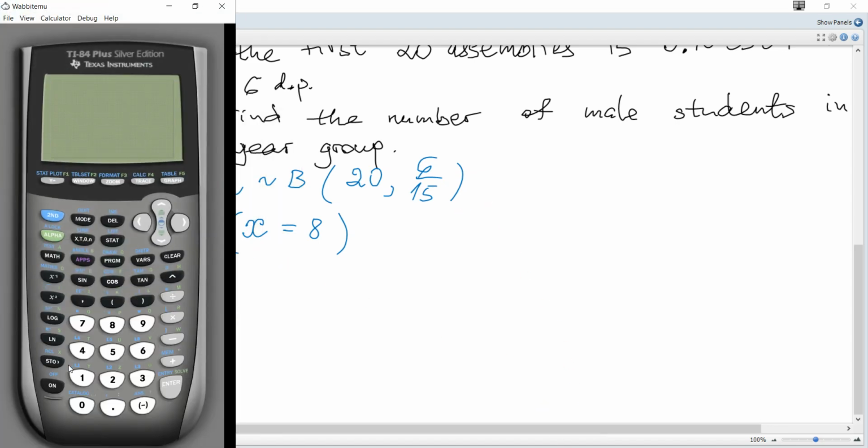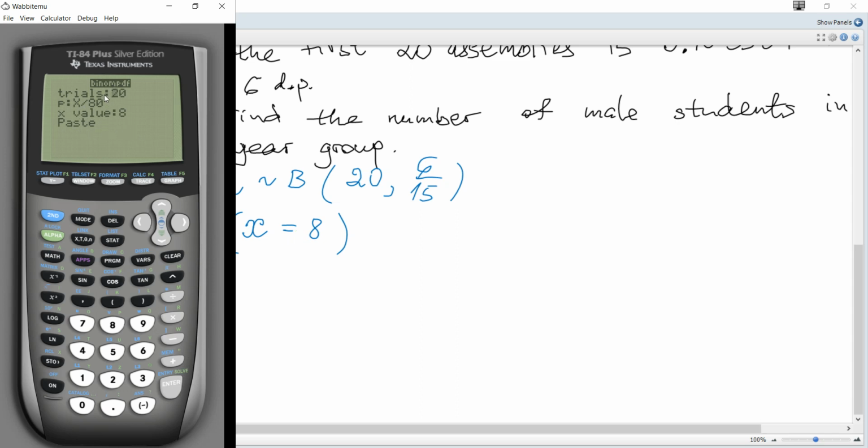So we use a calculator, and since it's for a single value of x, we choose binomial PDF. It's not correct to say at a single point; it's just for one specific value of x, not less or equal or greater or something like that. So we use binomial PDF if we need to calculate the probability that x is one value.